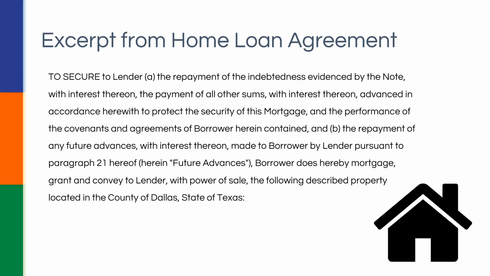To secure to lender, A, the repayment of the indebtedness evidenced by the note, with interest thereon, the payment of all other sums with interest thereon, advanced in accordance herewith to protect the security of this mortgage, and the performance of the covenants and agreements of borrower herein contained, and B, the repayment of any future advances with interest thereon made to borrower by lender pursuant to paragraph 21 hereof, herein, future advances, borrower does hereby mortgage, grant, and convey to lender with power of sale the following described property located in the county of Dallas, state of Texas.